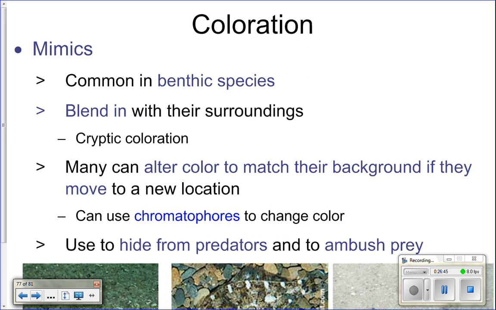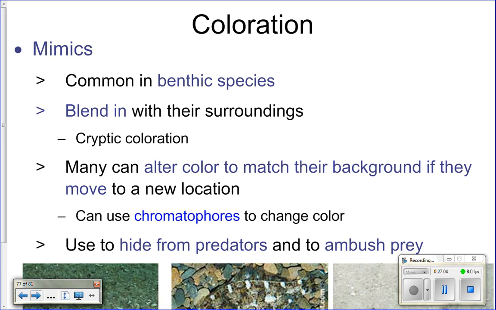And what's cool is they've done experiments where they've taken certain kinds of fish, like flatfish, and removed them from their natural environment and then put them into an environment that they've never seen before. And they've actually done well at mimicking the background pretty quickly. So they're able to do it very, very well.